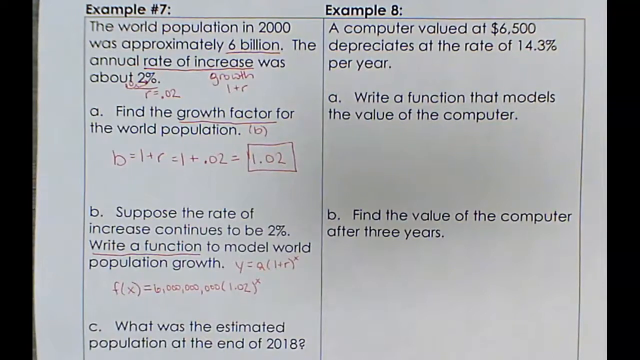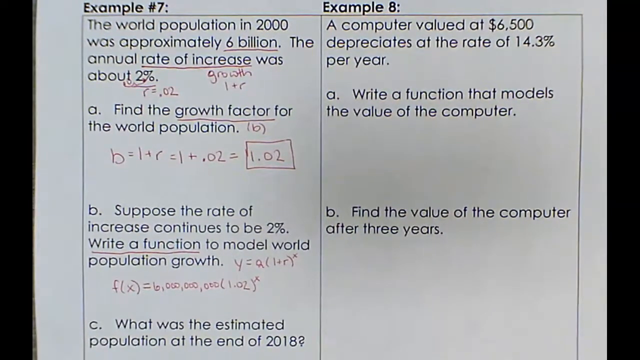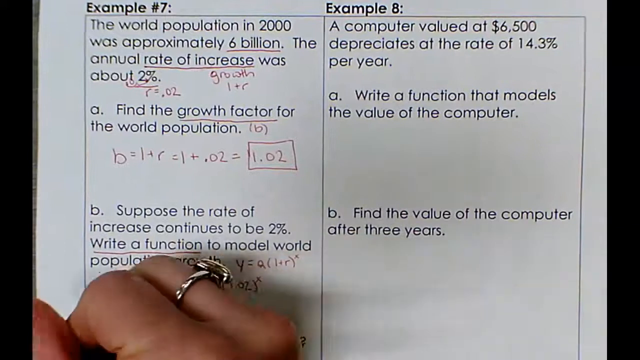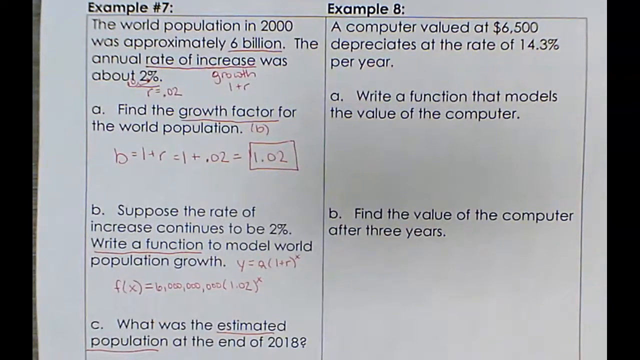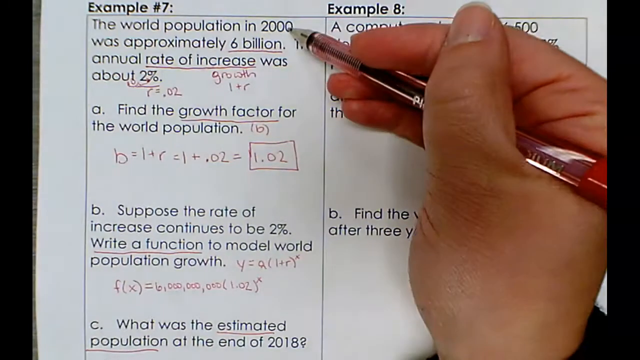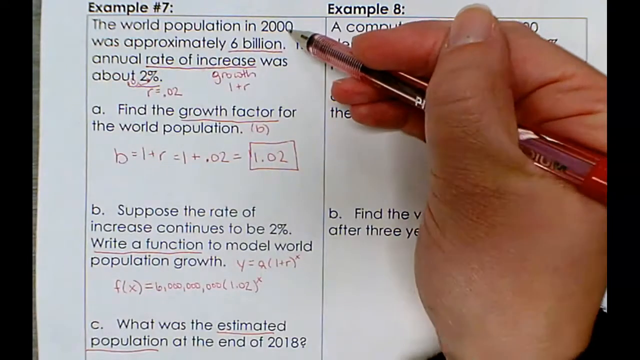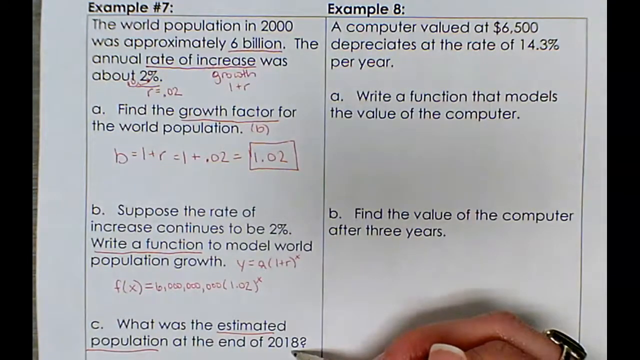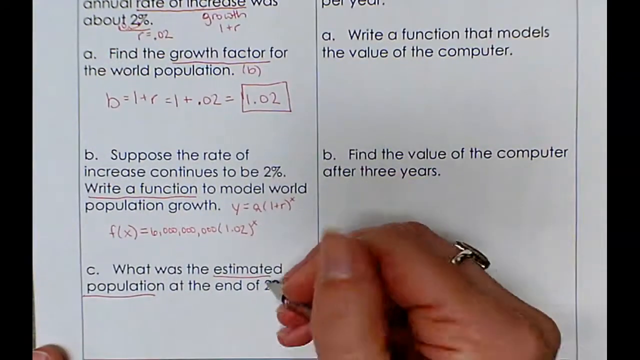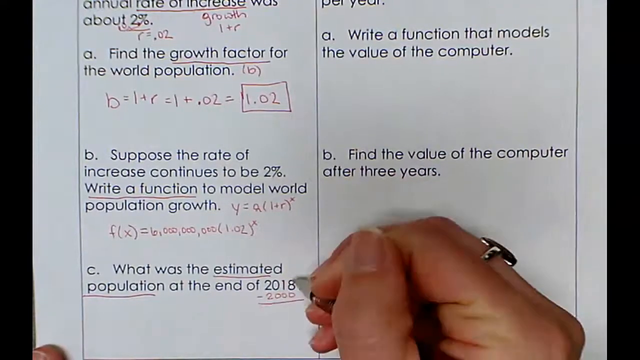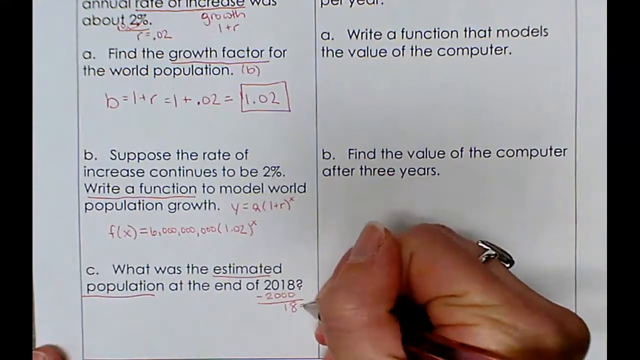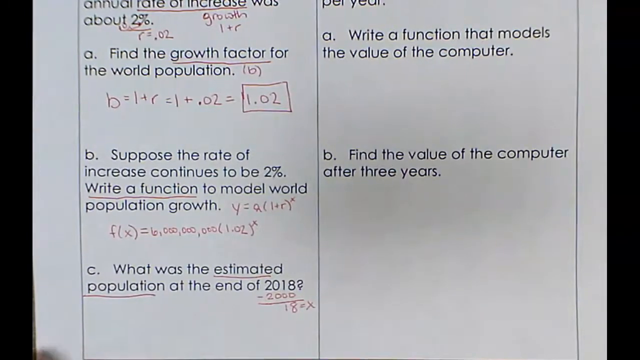So part C asks, what was the estimated population? So I need the population, the final answer, the result, at the end of the year 2018? Well, we started talking about the population in the year 2000. So how many years have passed from the year 2000 to 2018? Well, if I do subtraction, 2018 minus 2000, that's 18 years. That's the x value. That's how much time has passed.